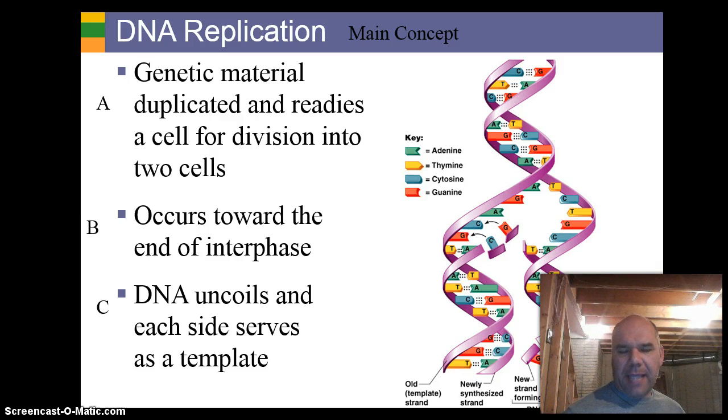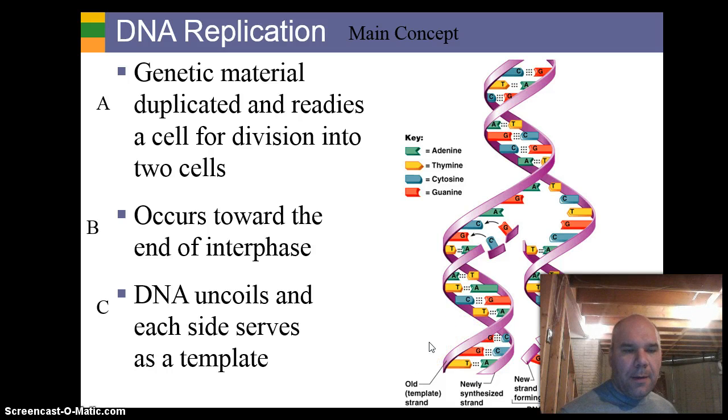Within DNA replication, this is associated to what from a DNA standpoint is occurring when cells start to divide, when cells start to grow. So we know bubble A, we're talking about genetic material being duplicated, and when this occurs, it readies a cell for division into two cells. It's important that that genetic info be duplicated so that the required material from a genetic standpoint can go into the next cell. So bubble A, genetic material is duplicated and readies a cell for division into two cells.